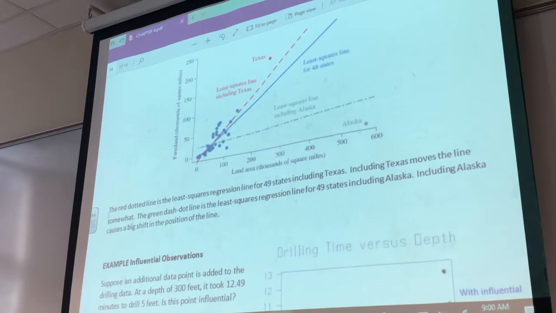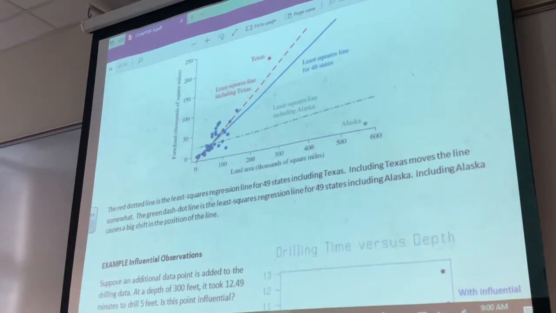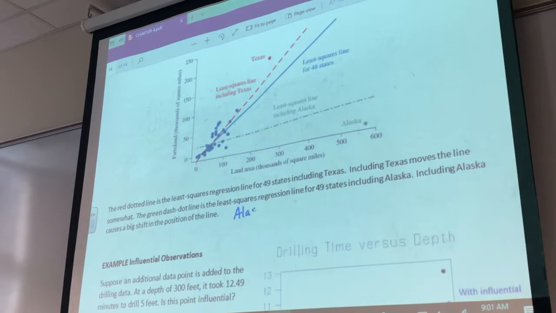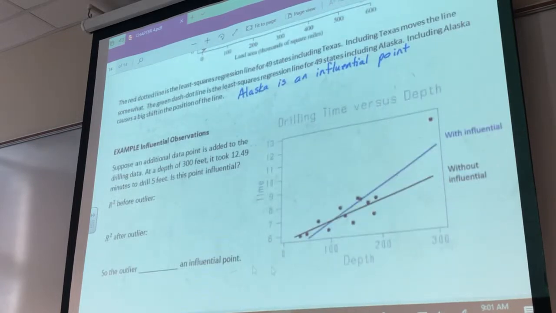So including Texas moves the line somewhat. The green line causes a big shift. We don't say here, but Alaska is an influential point. It doesn't have the numbers because it would take too long for us to go through and calculate all of that. So they're just giving a graphical representation where they actually did the work to show you what it looks like. But down here we're looking at our drilling time.